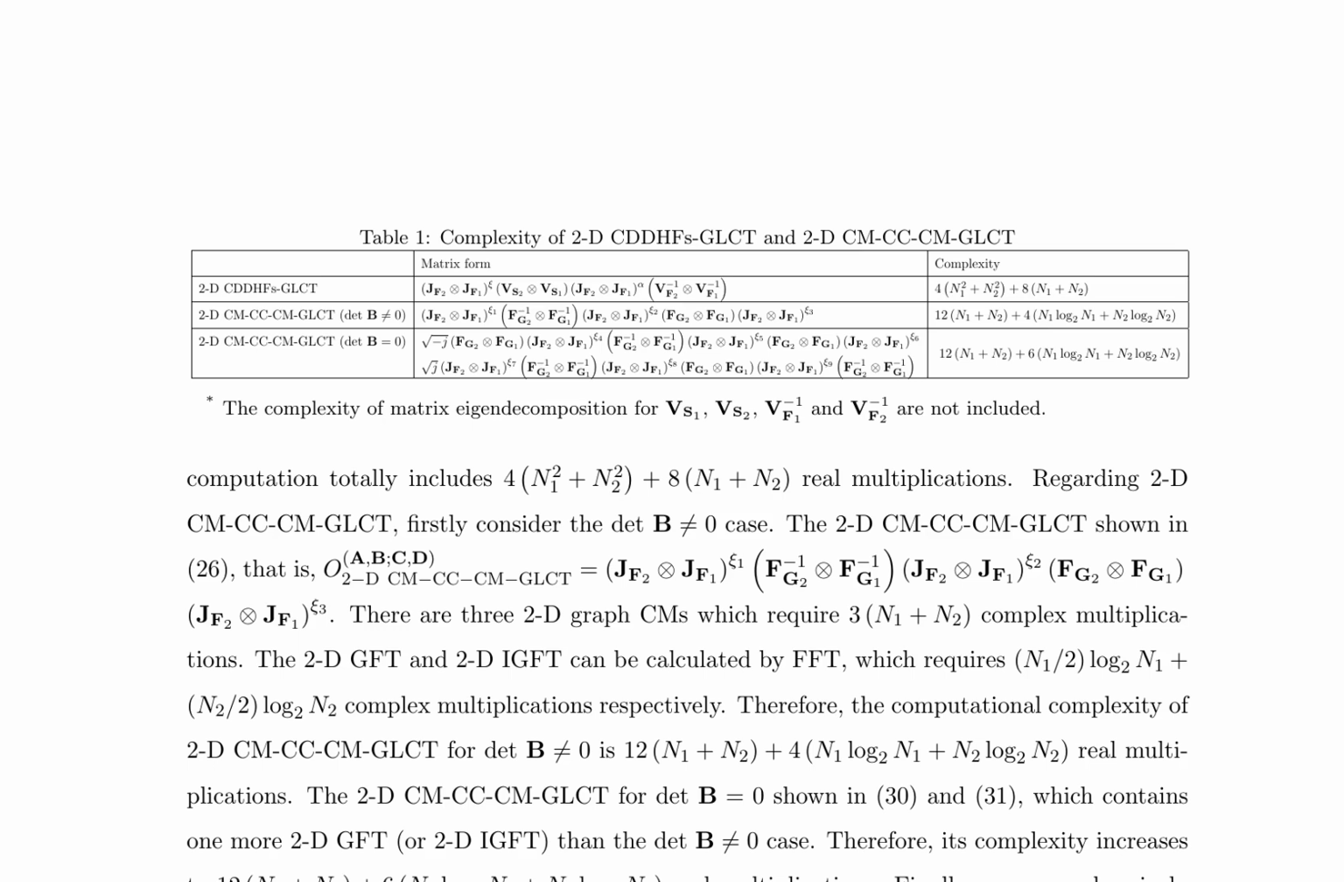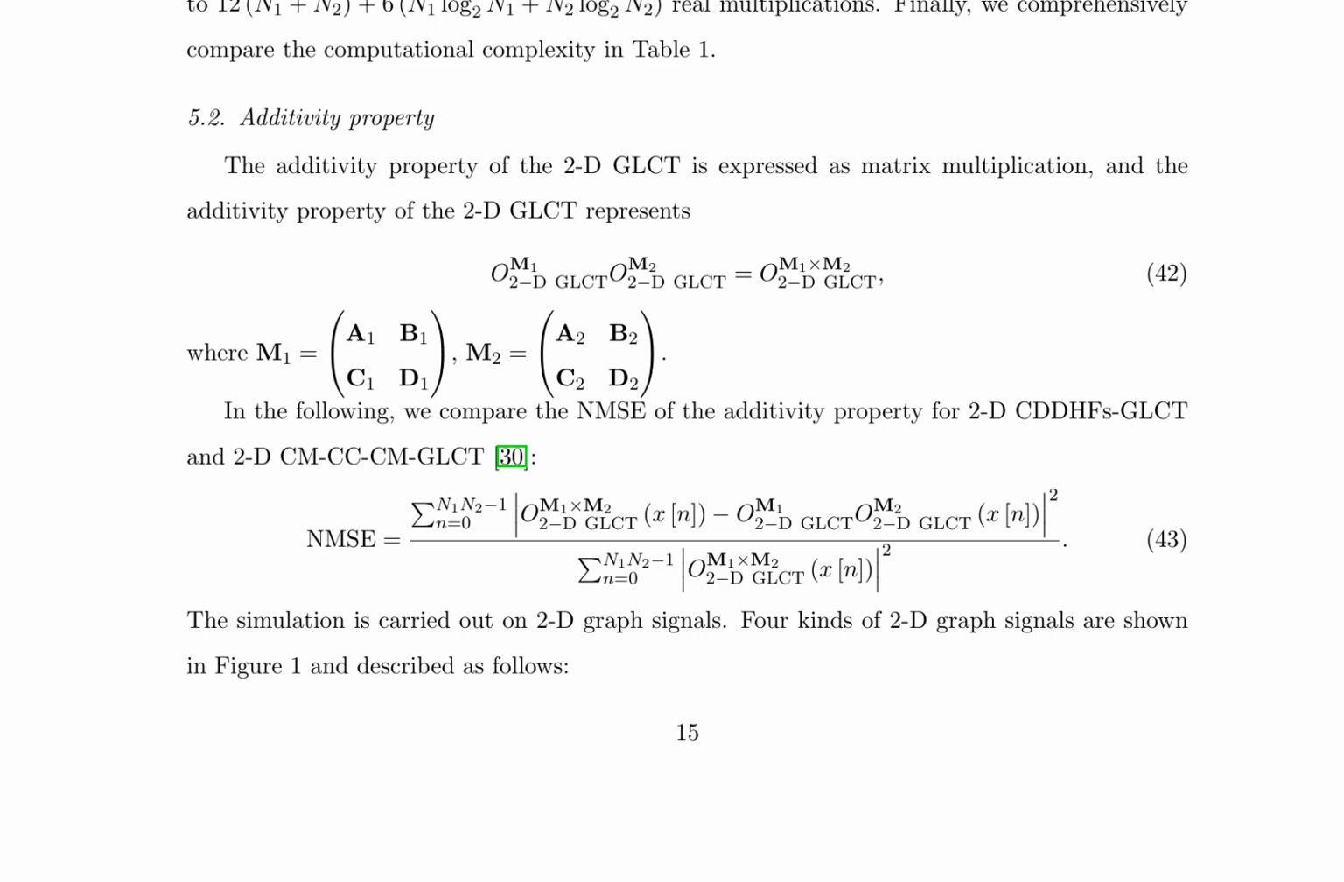For det B not equal to 0, the method requires 3 2D graph CMs, 2D GFT, and 2D IGFT, resulting in a complexity of 12(n1 plus n2), plus 4(n1 log2 n1 plus n2 log2 n2), real multiplications. For det B equal to 0, the method requires an additional 2D GFT, or 2D IGFT, increasing the complexity to 12(n1 plus n2), plus 6(n1 log2 n1 plus n2 log2 n2), real multiplications.